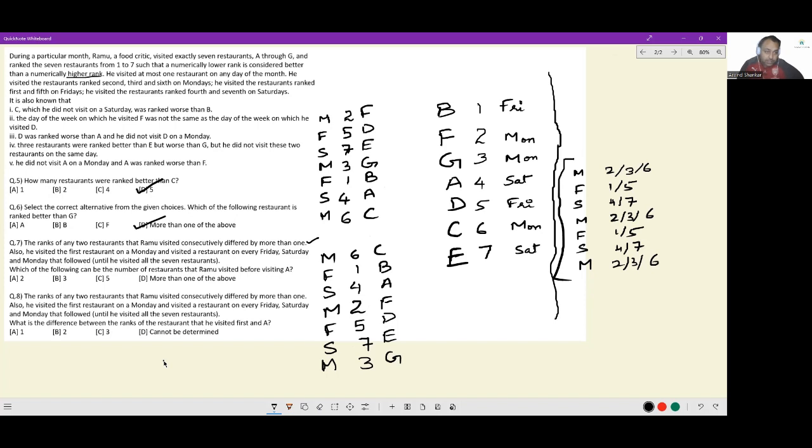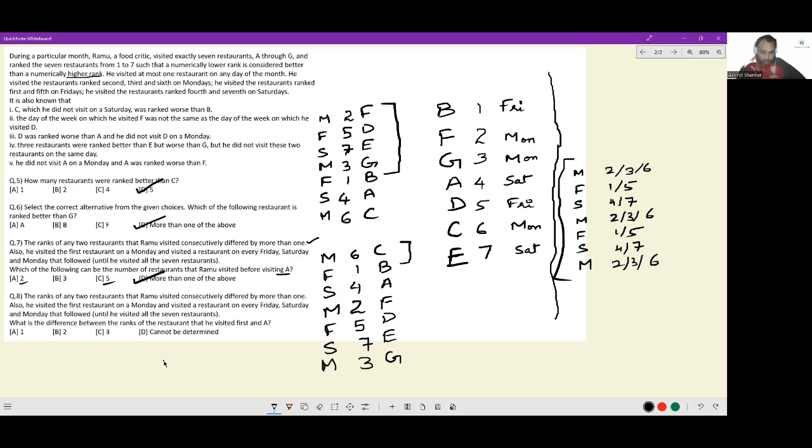Now, the final question was, which of the following can be the number of restaurants that Ramu visited before visiting it? In this case, there are 2 restaurants that he is visiting before visiting it. In this case, there are 5 restaurants that he is visiting before visiting it. 2 and 5 are both present in options. So the correct answer has to be option D, more than one of the above.